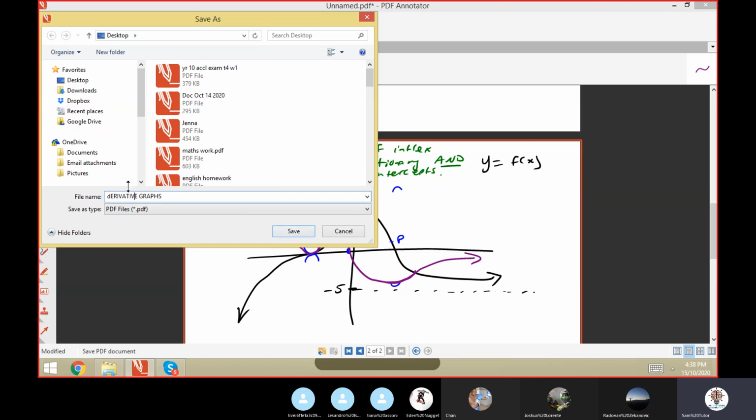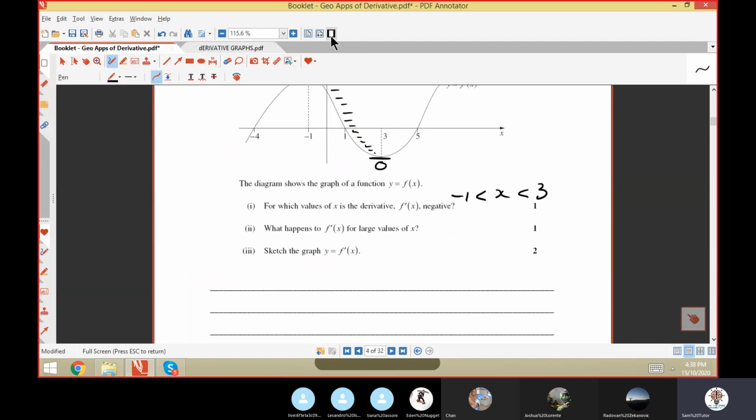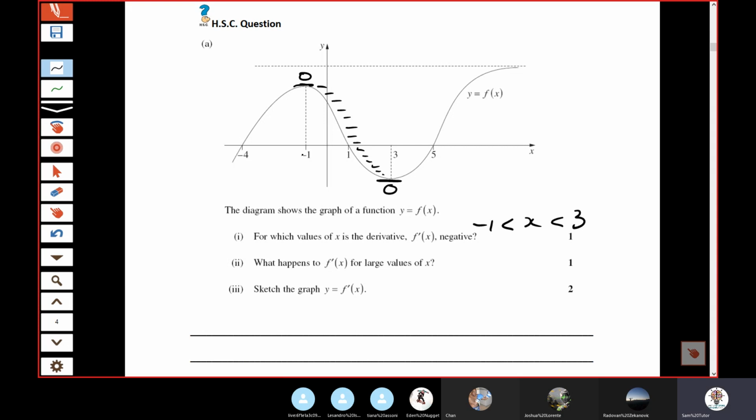Derivative graphs. Done. All right. Now, the way I teach this, I say don't do double I, because you might not know what's happening to it. Do triple I first. Once you've got your triple I, you'll see what happens for your large values of x.